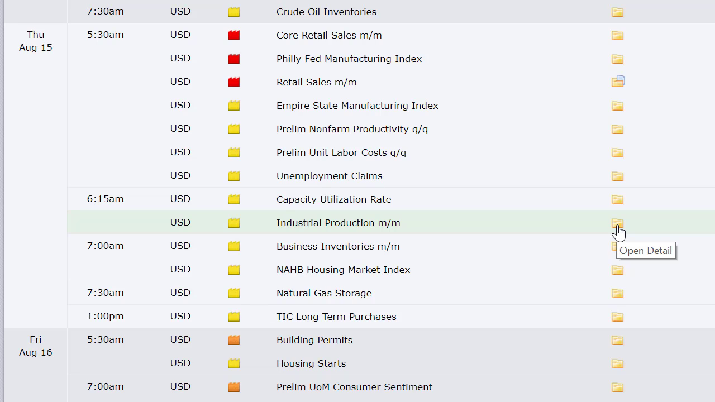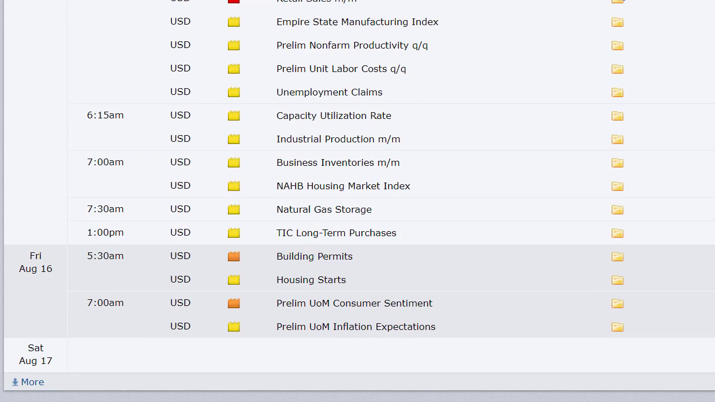That's at 8:30 a.m. Eastern time. Capacity utilization and industrial production is 9:15 a.m. Eastern time. Business inventories, NAHB Housing Market Index, natural gas, TIC long-term purchases, and then on Friday, housing starts and building permits now before the bell, and University of Michigan sentiment 30 minutes into the market.